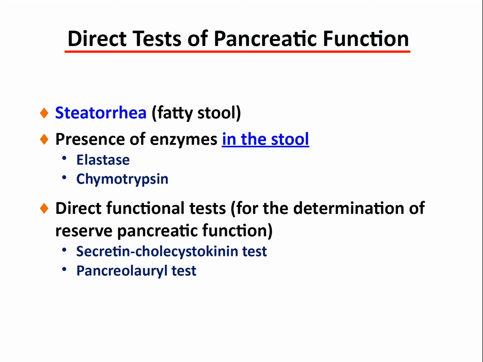Now, for some other direct functional tests, usually they put in an endoscope and collect the pancreatic juice while stimulating the pancreatic function, for example by giving secretin, cholecystokinin, or the pancreolauryl test. These are the tests that they can use in chronic pancreatitis.